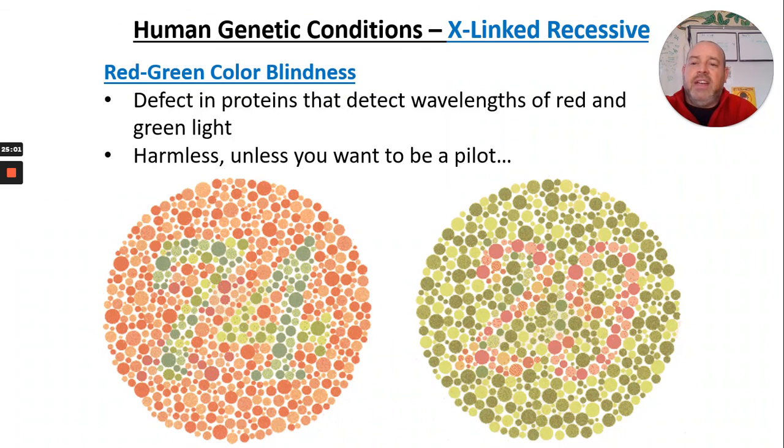Another X-linked recessive, red-green color blindness. Defects in proteins that detect the wavelengths of red and green light, harmless unless you want to be a pilot. I don't know if you can see the numbers that are in these circles. If you can't see that there are 2 numbers in those circles, then you might have a little bit of color blindness. You should ask your eye doctor about that next time you are in there. But you should see 2-digit numbers in each one of those.